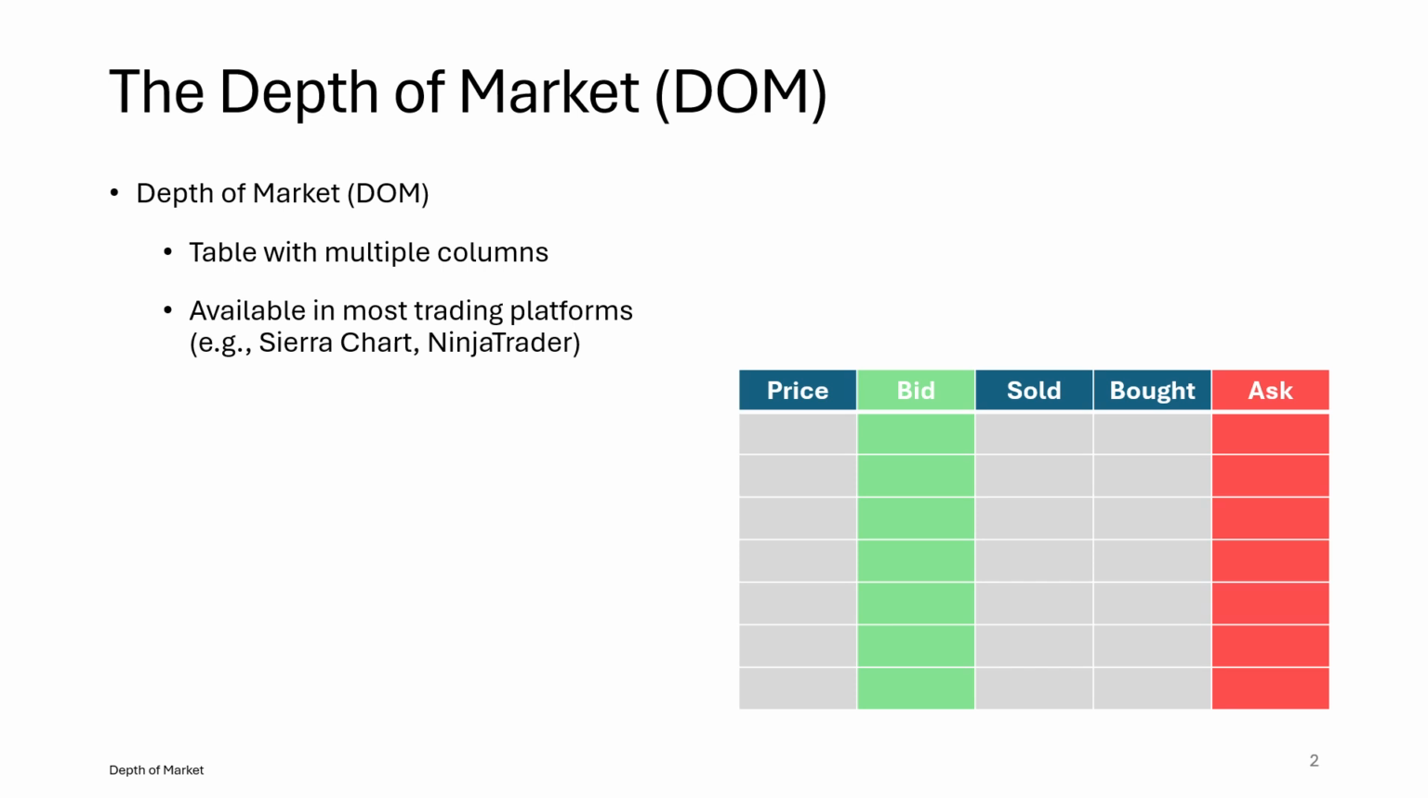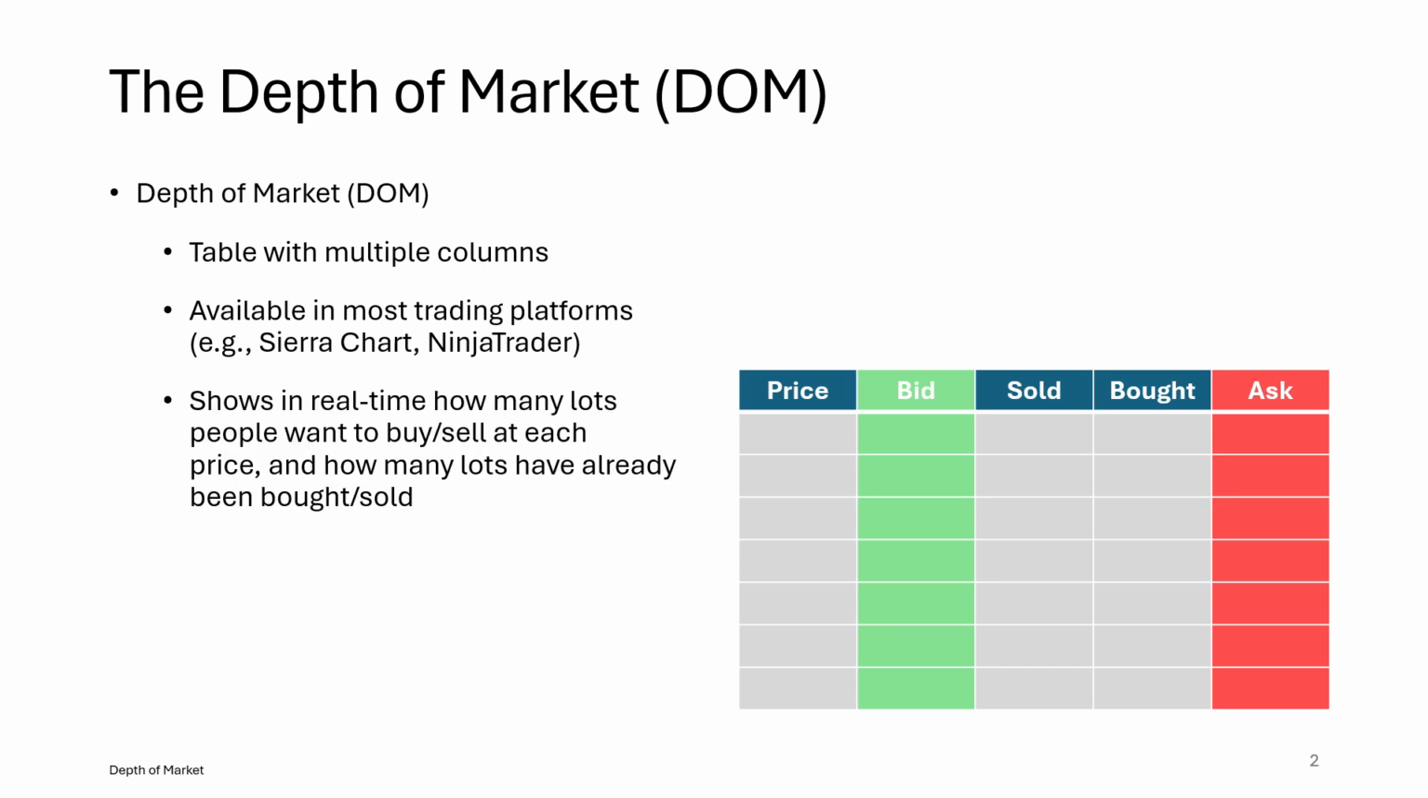The depth of market is basically just a table with multiple columns, as you can see it here on the screenshot. The DOM is available in most popular trading platforms like Xerochart or NinjaTrader, for example. The DOM shows you in real time how many lots people want to buy or sell at each price level, and it also shows you how many lots have already actually been bought or sold at each price. And therefore, the DOM helps you to understand supply and demand in the current market situation, and it also can help you with your timing.